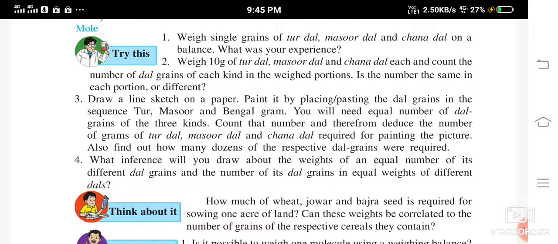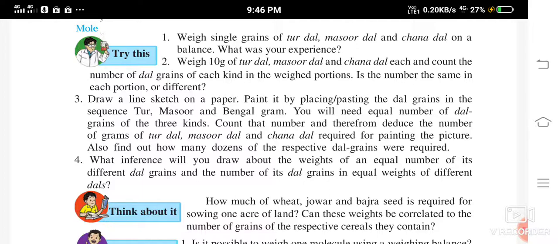See how many grains are there in 10 grams of tur dal, how many grains of masoor dal are there in 10 grams, and how many grains of chana dal are there in 10 grams of chana dal. You are going to count. Is the number the same in each portion or is it going to be different?